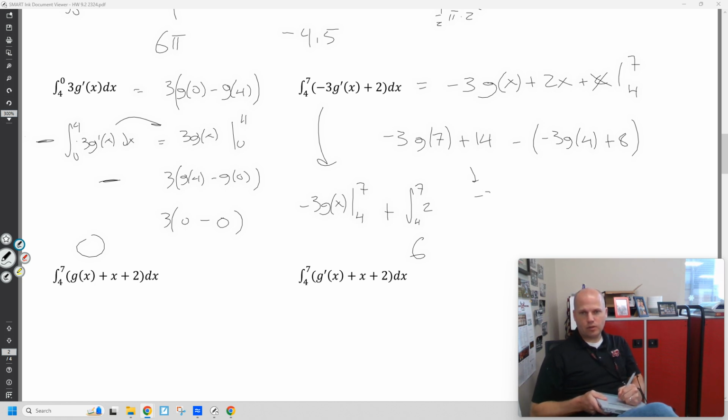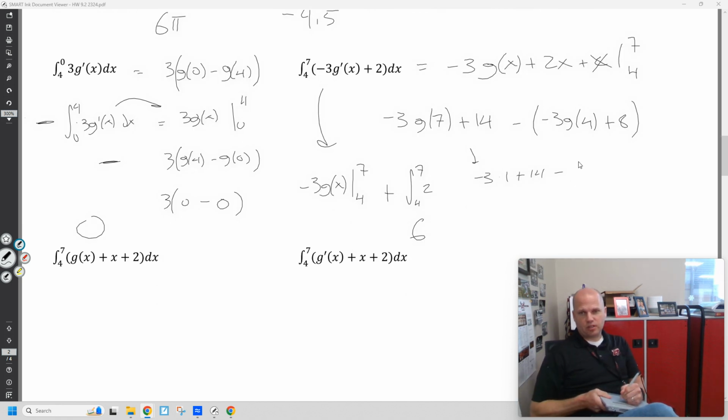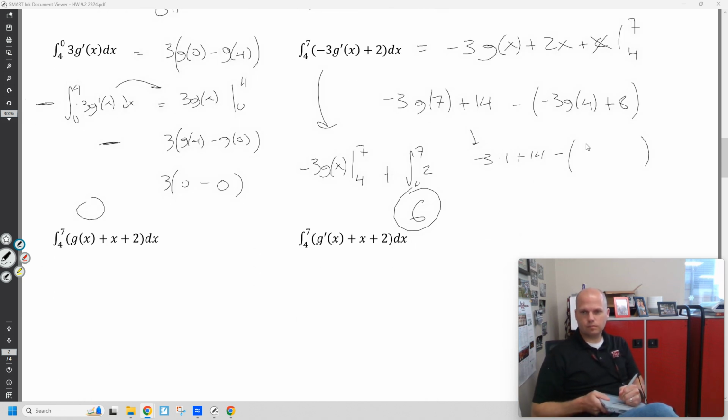So however you do it, use parentheses because we're subtracting this. Or if you split it up, you're going to get that 6. G of 4 is 0. So we get negative 3 plus 6, which is 3.